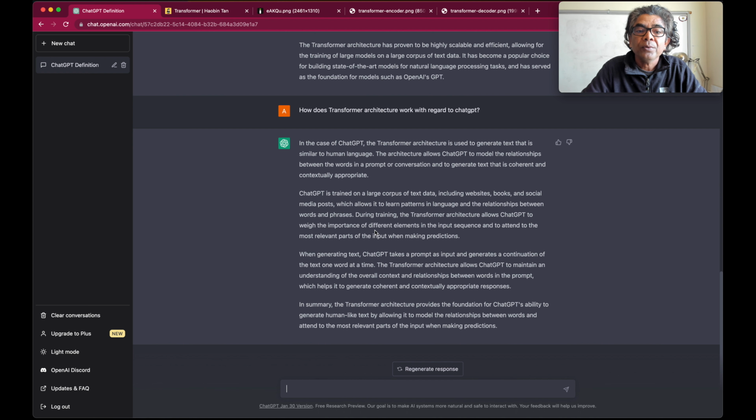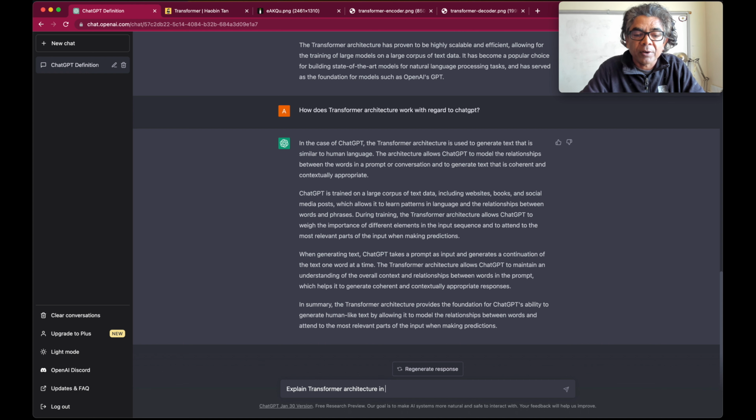Now we can look into the fact that the transformer architecture has a decoder and an encoder, but we are trying to go a little deeper to really get a much more technical answer in that regard. So we need to phrase the question a little differently. So this is the question. We can rephrase it.